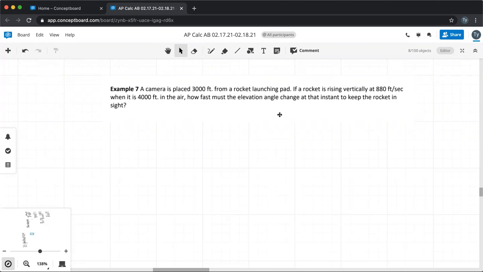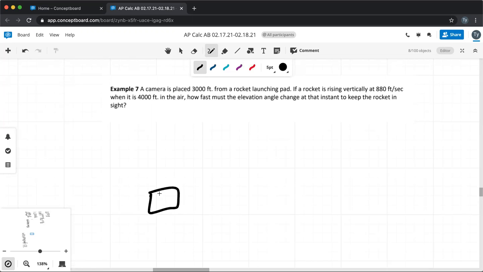So number 7 says, a camera is placed 3,000 feet from a rocket launching pad. If a rocket is rising vertically at 880 feet per second when it is 4,000 feet in the air, how fast must the elevation angle change at that instant to keep the rocket in sight? Let's draw it.